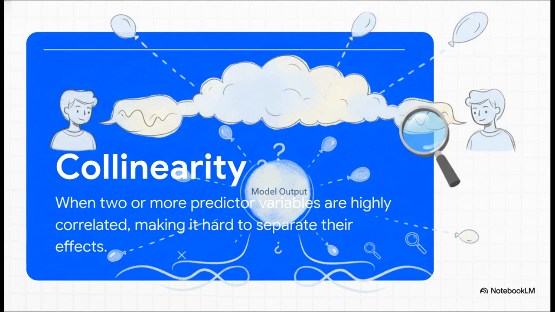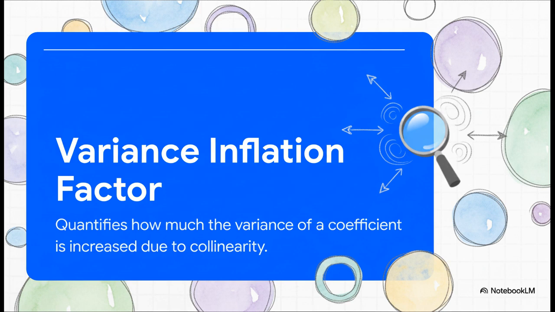actually important. So how do we spot this, especially when you have multiple variables all tangled up together? We use a great diagnostic tool called the variance inflation factor, or VIF. It does exactly what its name says. It tells you precisely how much the variance of a specific coefficient is being inflated because of its relationship with the other predictors in the model.